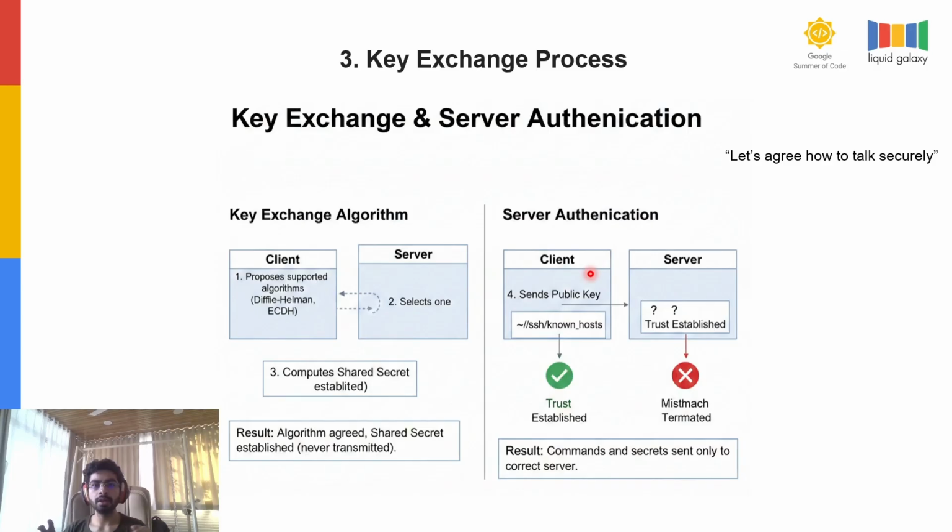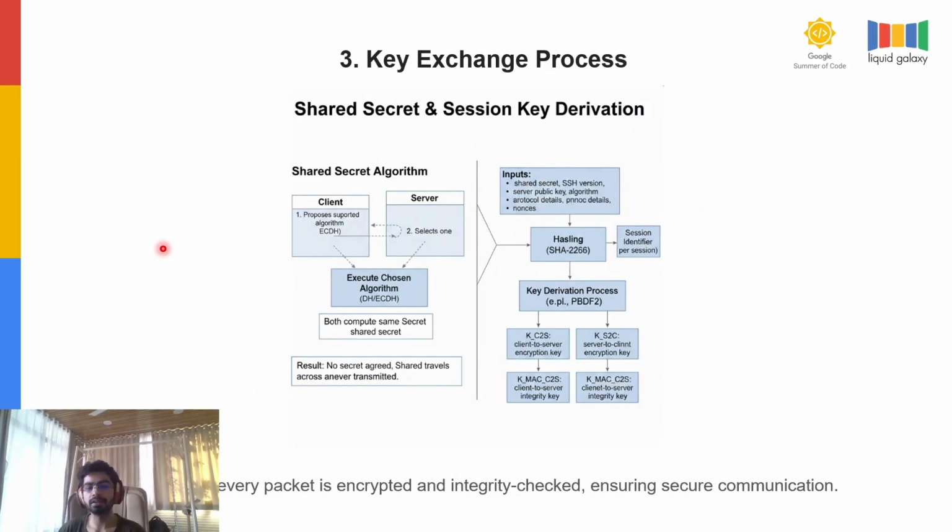It's assumed that both client and the server have computed that value and they have stored it with them. They do not transmit the private key. Only the public key is sent, and after that is done, trust is established. So the result is that commands and the secret keys are sent only to the correct server. Next, the third step is just basically an example of the previous slide. This is an example of SHA-256, and again, you do not need to remember what algorithm is used.